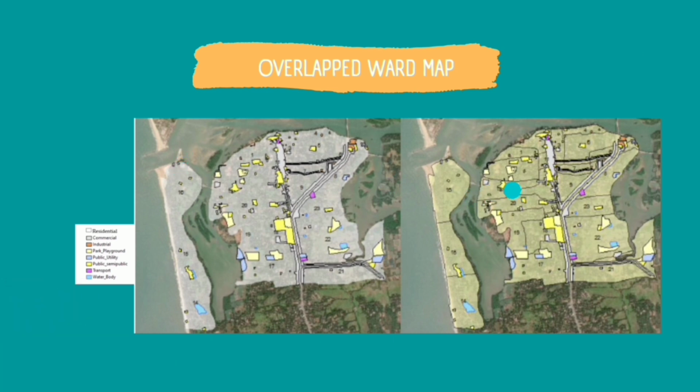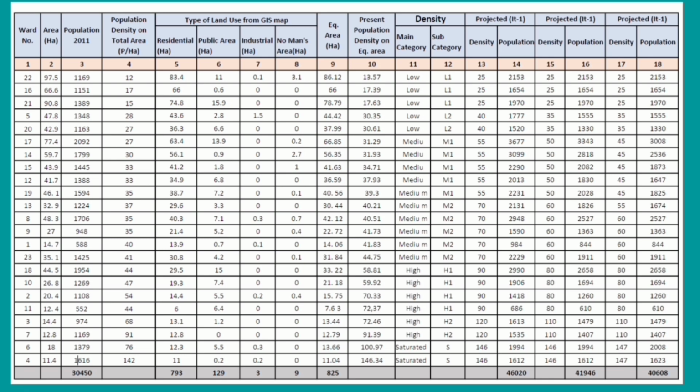Let's say you are processing this shapefile, this ward, in the GIS app, and you want to calculate the area of this yellow place, this violet one, and then this green one. So all these 3 can be summed up differently. Now we do the exercise for all these places, and then we will get a bifurcation of the residential area, the public area, the industrial area and the no man's area. Okay, so up to here it is clear.